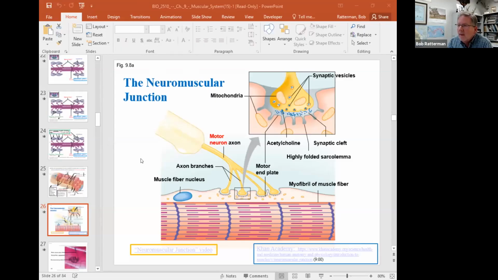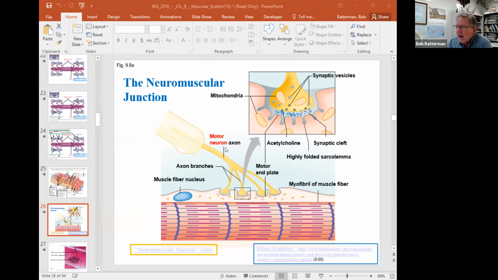Here's the axon of the motor neuron. Oh, I can't see it. Yeah, we can't see your screen. Oh, okay, sorry. Thank you for saying something. Okay, now.